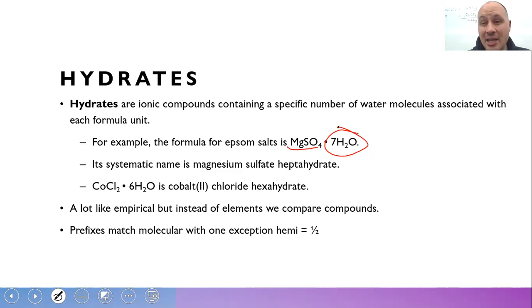So these are a lot like empirical formulas, but instead, we'd actually find the mass of the magnesium sulfate and its moles. Then we would find the moles of water and divide them by the smallest one. So instead of doing elements, we're going to divide by the smallest compound, the ionic or the water. And water is always typically going to be greater, so that's how you will get these values.